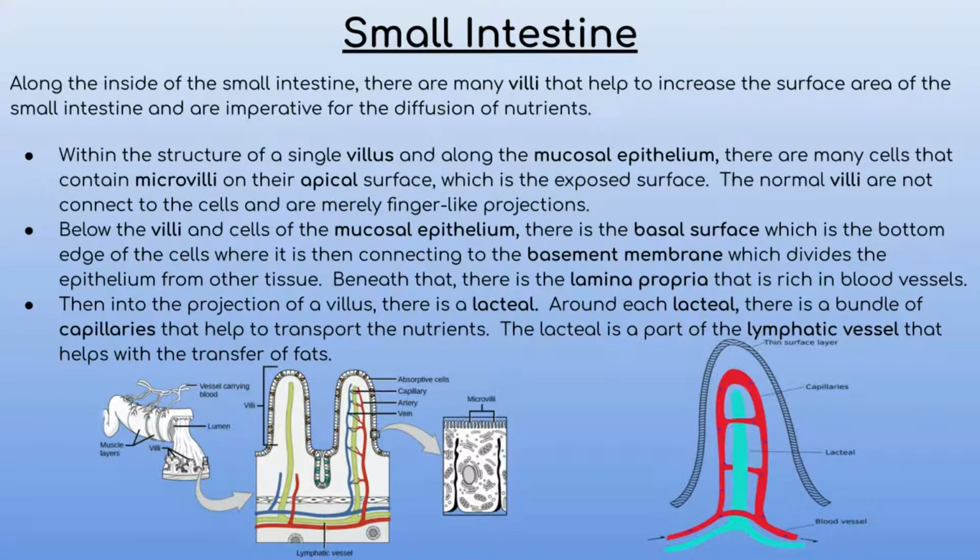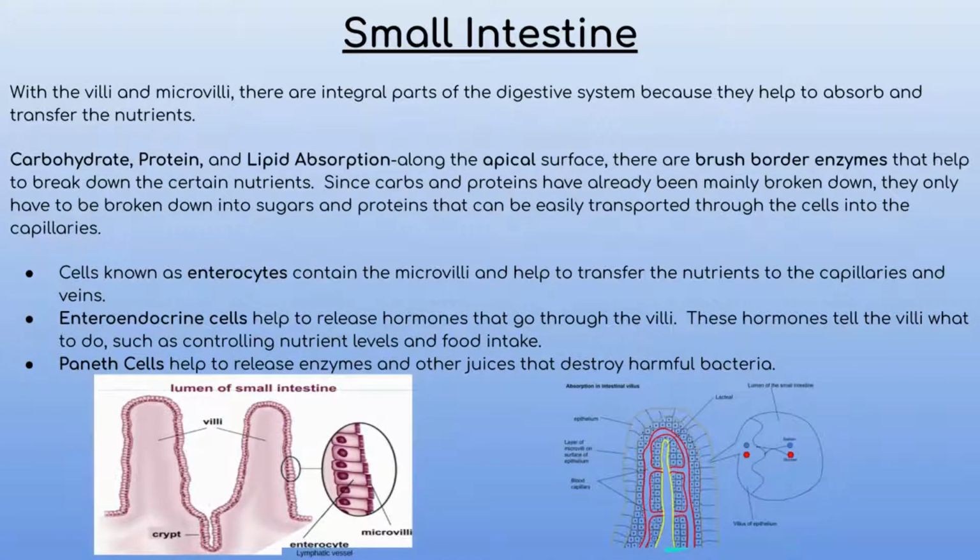All the villi help to transport nutrients in the blood. During the absorption of these nutrients, mostly carbohydrates, proteins, and lipids, essentially, to put it simply, brush border enzymes along the apical surface break down certain nutrients even further. Now, since the nutrients have already been broken down mostly, they just need to be broken down into nutrients that can be easily transported through the membranes.